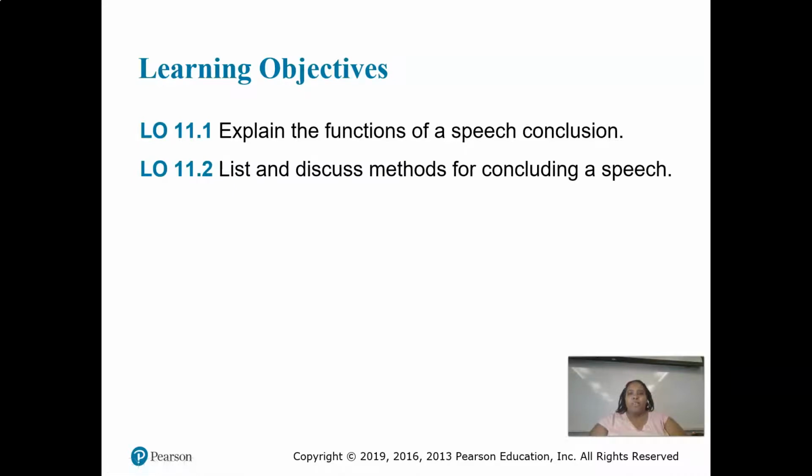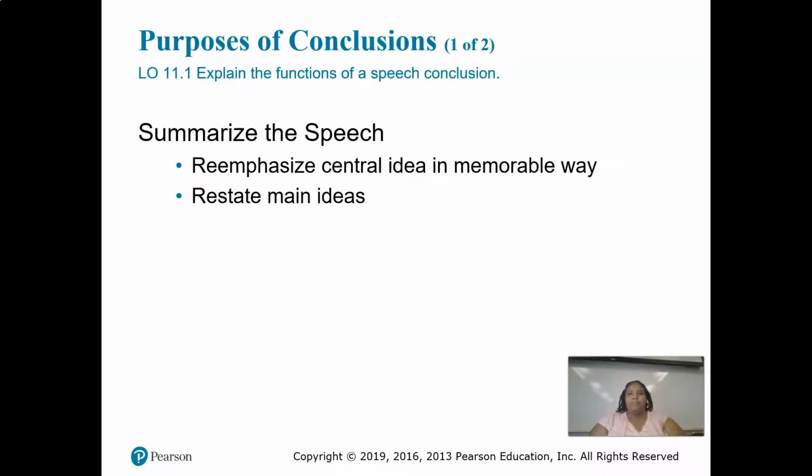Today, I'm going to talk about the functions of a speech conclusion and the methods for concluding a speech. Now, like I just said, the conclusion summarizes your central idea or thesis statement. So one tip that I give students is to take a look at your thesis statement and then just reword it, using maybe a couple of different transitions to conclude. So the thesis statement, the central idea, mirrors the recap of the conclusion.